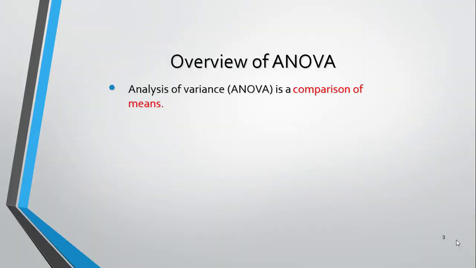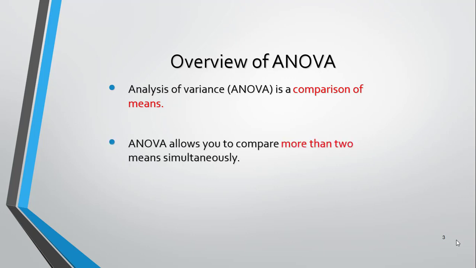Okay, overview of ANOVA. What is ANOVA? ANOVA, or analysis of variance, is a very useful tool. It's a comparison of means. Basically, ANOVA allows you to compare more than two means simultaneously. If you want to just compare two means, you can use hypothesis testing that we covered in lecture 9, right? But if you want to compare like 3 or 4 or 5 or even more group means at the same time, you need a better tool. ANOVA is such a tool that you can use.